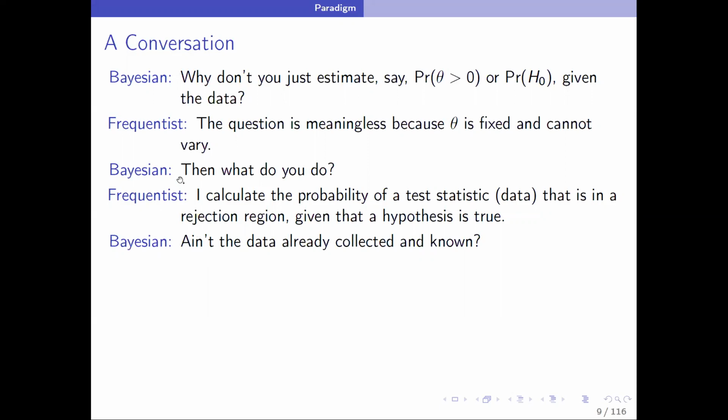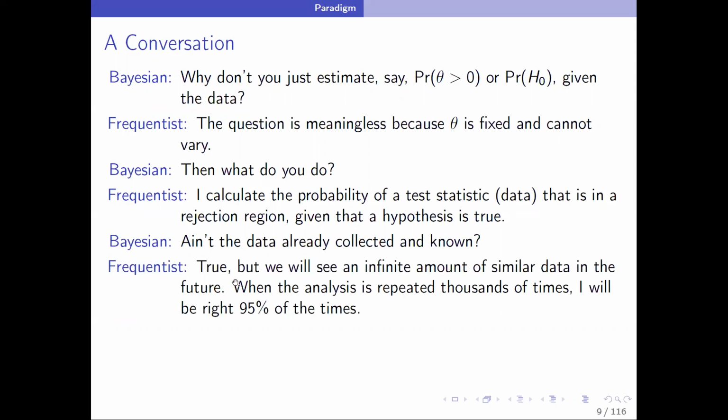But the Bayesian says, well, isn't the data already collected and known? Meaning that you see 17 observations, you don't see any more since you haven't seen them. The frequentist response would be, we will see an infinite amount of similar data in the future. And when the analysis is repeated thousands of times, this again comes down to the foundation of the frequentist definition of probability: in repeating, the interval will be right 95% of the time. This is what is referred to as a coverage probability. That is in fact correct.